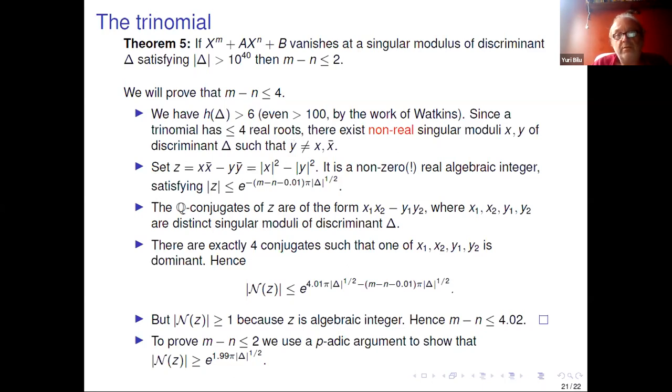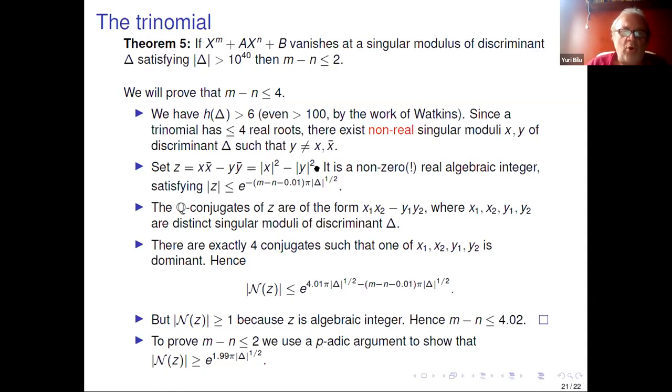And this means that we may find two non-real singular moduli with discriminant delta, call them X and Y, such that they are distinct together with their conjugates. So all four numbers, X, X dash, Y, Y dash, are all distinct. And let us consider the following number, this Z, X dash minus Y dash, and also the difference of the squares of the absolute values. It's an algebraic integer. It is non-zero, which is not completely obvious, but easy to prove.